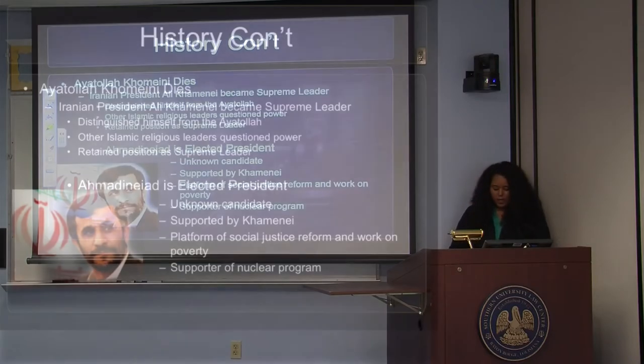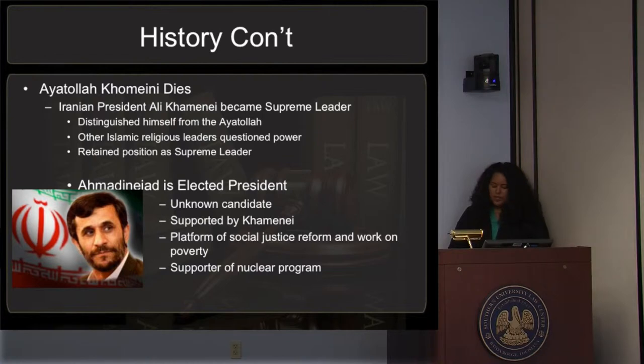In 1989, Ayatollah Khomeini died. He was succeeded as supreme leader by Iranian President Ali Khamenei. He distinguished himself from the Ayatollah by bringing powers of the presidency with him into his position as supreme leader. Over the next 15 years, into the early 2000s, other Islamic religious leaders questioned his power to make Islamic laws, but Khamenei was able to retain his position as supreme leader.